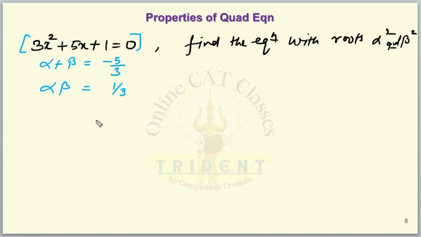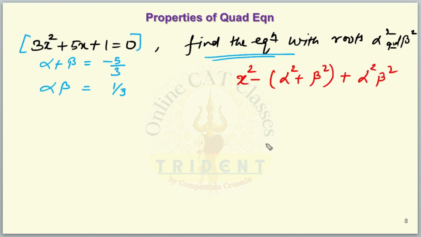Now please tell me, what is it that they are asking? They are asking to form an equation with the roots alpha squared and beta squared. We have just now understood that we can do this with the idea x squared minus (alpha squared plus beta squared) x plus alpha squared beta squared. So this is the equation. Do I know the value of alpha squared beta squared? No. But do I know the value of alpha plus beta? Yeah. But do I know alpha squared plus beta squared? No. So let's just square them.